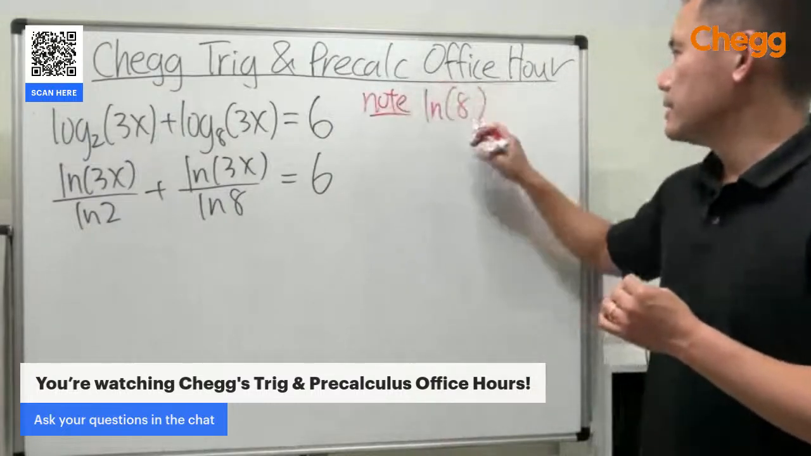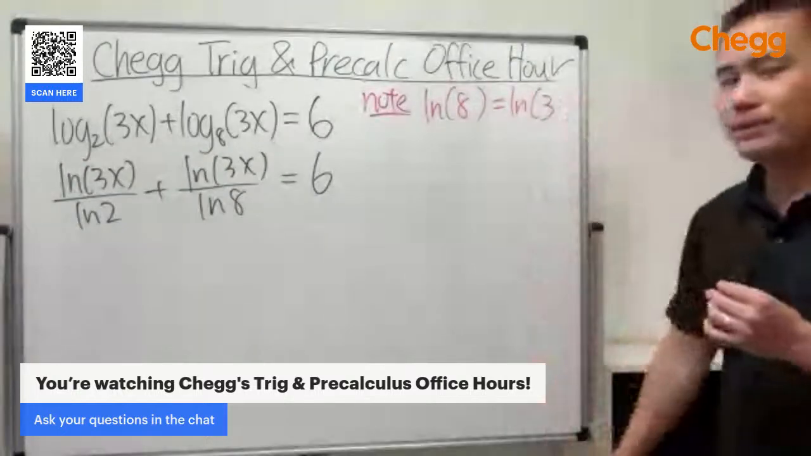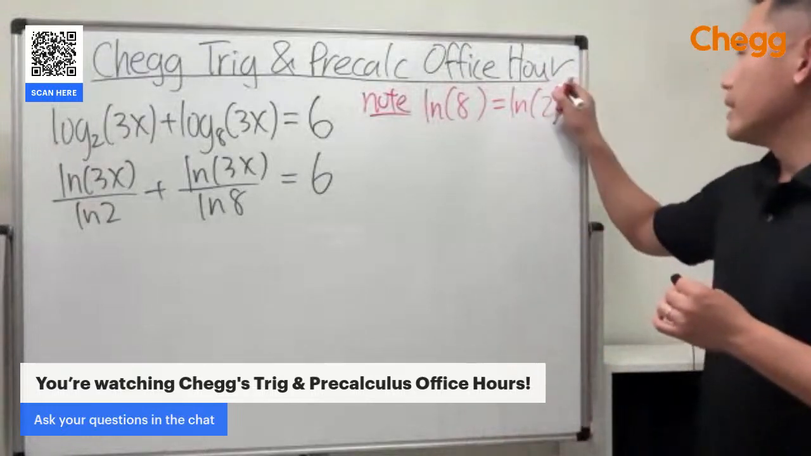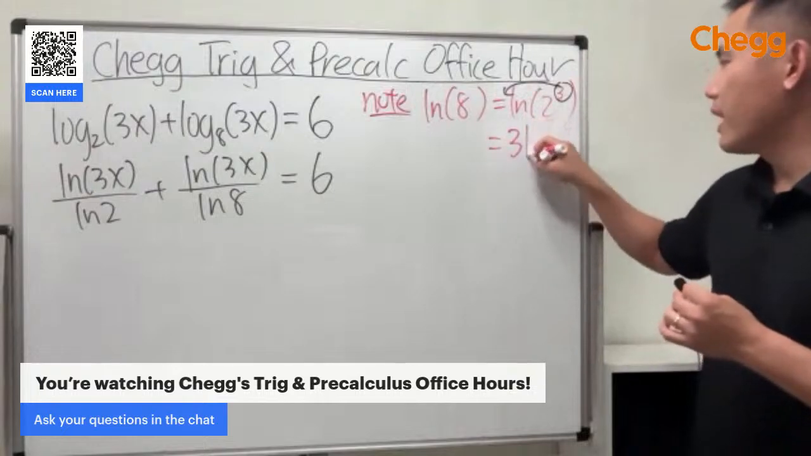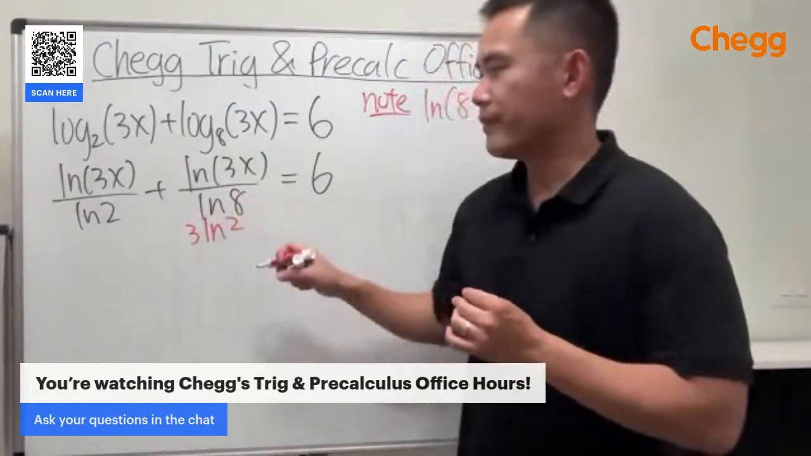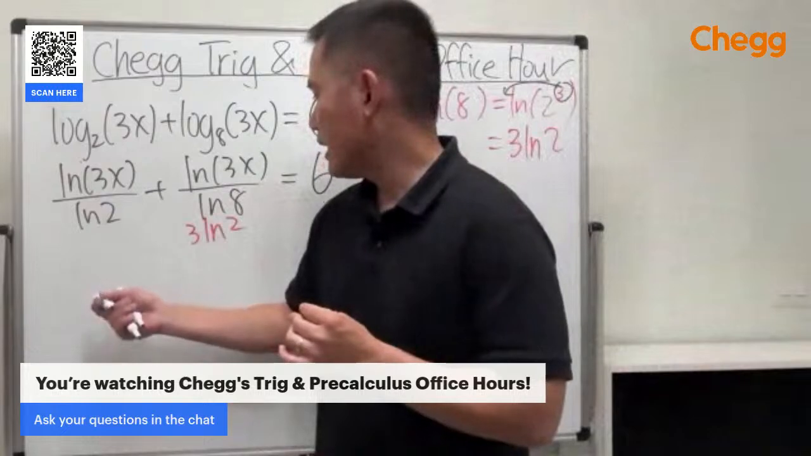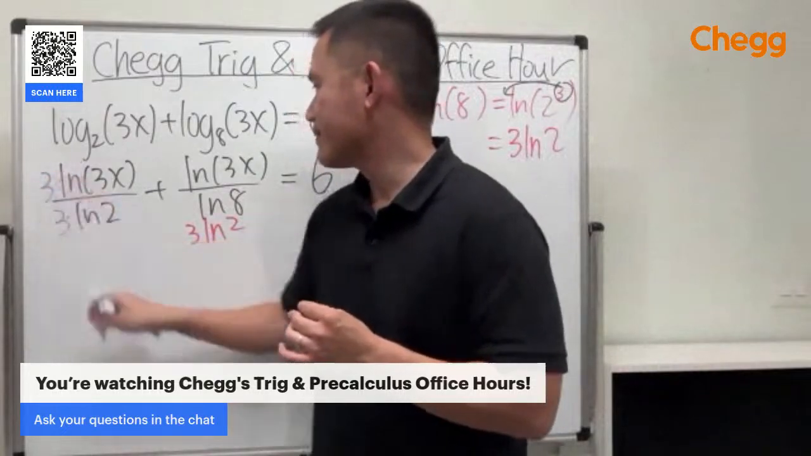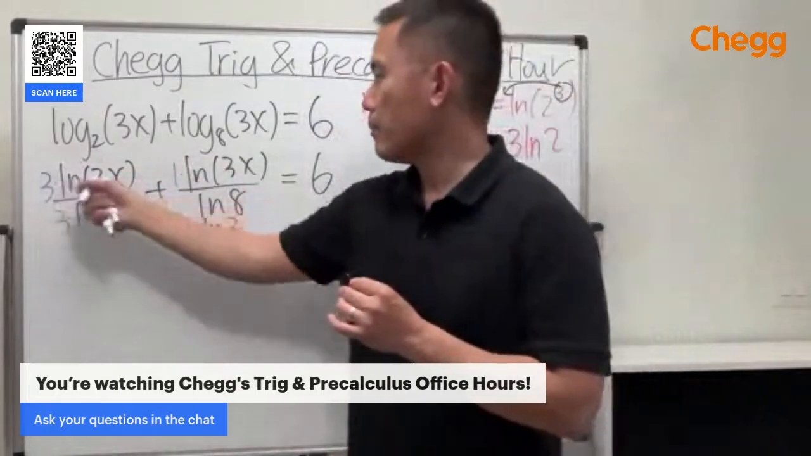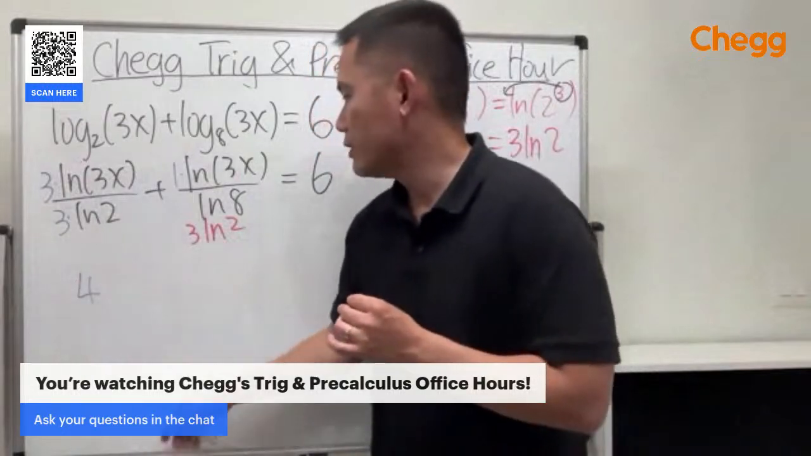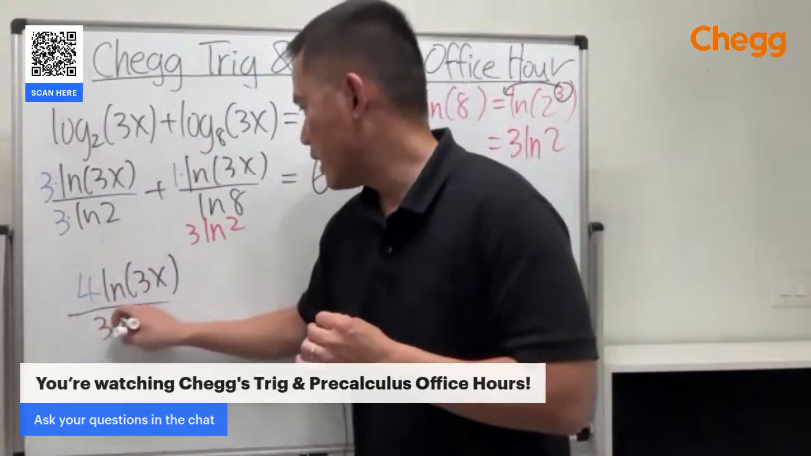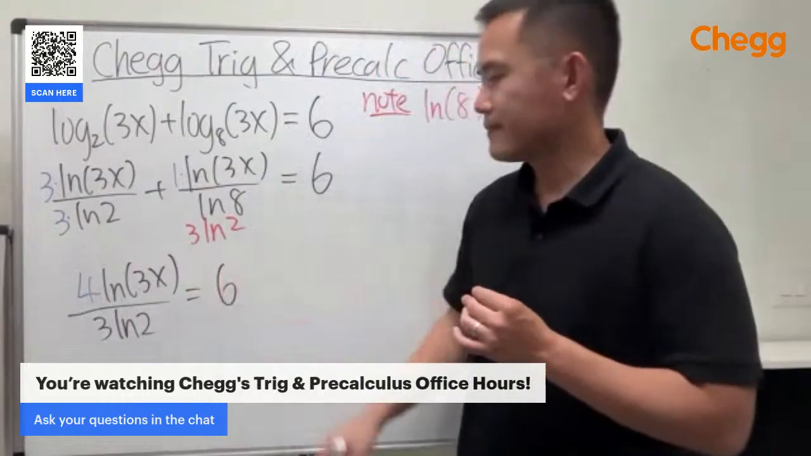Note: ln 8 is the same as ln of 2 to the third power, and then bring the power to the front, so we have 3 ln 2. So right here, we better have this 3 and that 3. Remember, this is 3 ln 3x, and this is 1 ln 3x. Combine the tops together, that will be 4 ln 3x, and the bottom stays the same. We have 3 ln 2, and that's equal to 6.